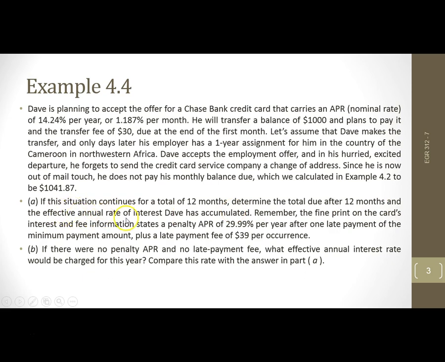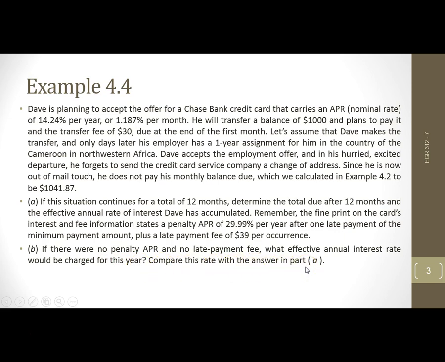If this situation continues for a total of 12 months, determine the total due after 12 months and the effective annual rate of interest Dave has accumulated. Remember, the fine print on the card's interest and fee information states a penalty APR of 29.99% per year after one late payment of the minimum payment amount, plus a late payment fee of $39 per occurrence. If there were no penalty APR and no late fee, what effective annual interest rate would be charged for this year? Compare this rate with the answer in part A.